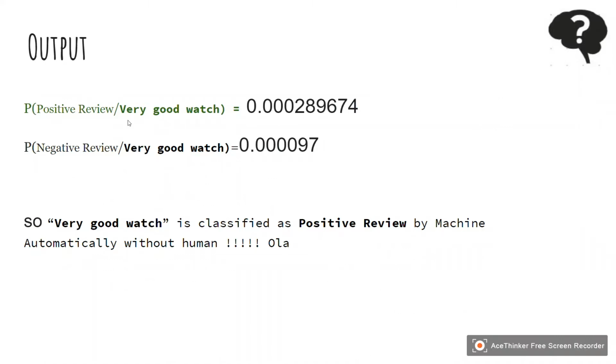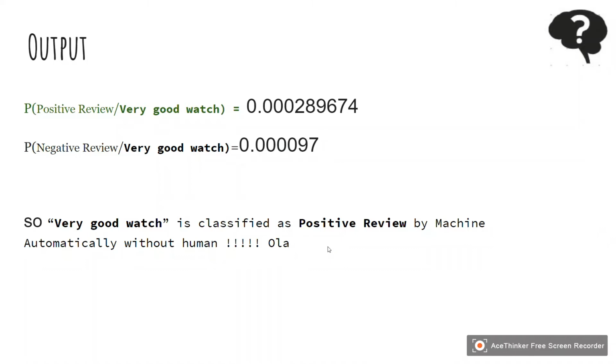Now we compare these two values. Given "very good watch", what is the probability it belongs to a positive review? And what is the probability it belongs to a negative review? Out of these two, which is the highest value? This is the highest value, right? Here we have only 3 zeros after the decimal point, and here we have around 4 zeros. So we classify that "very good watch" belongs to a positive review.